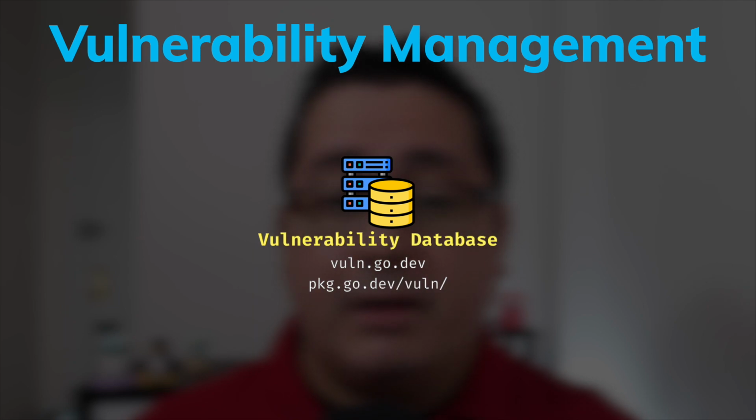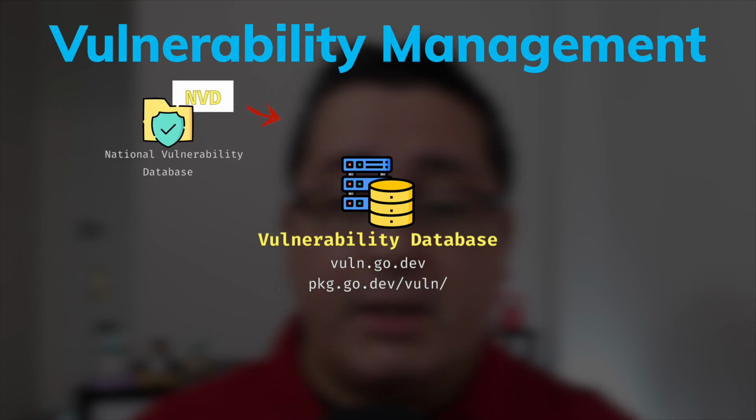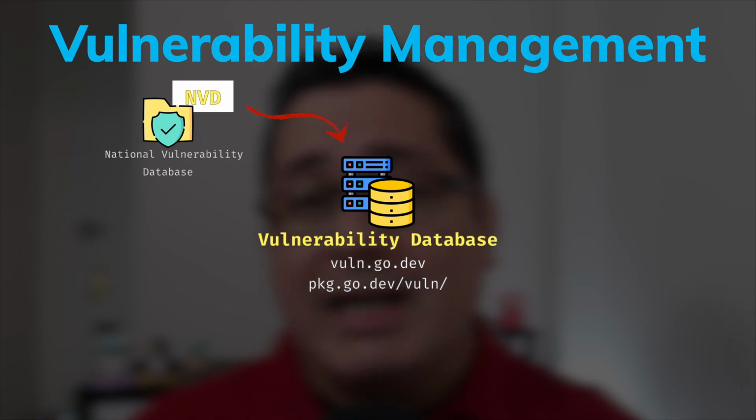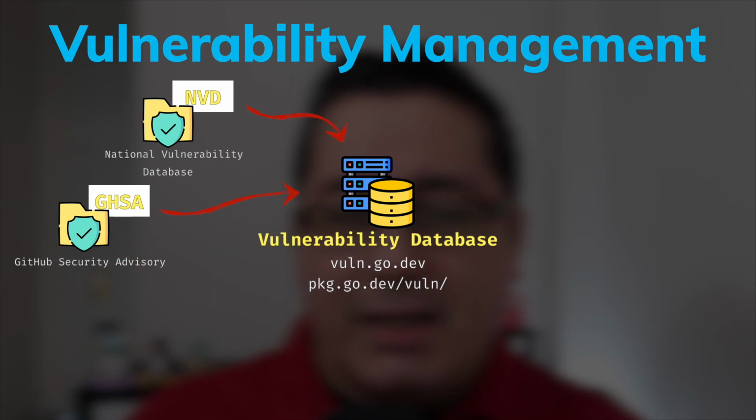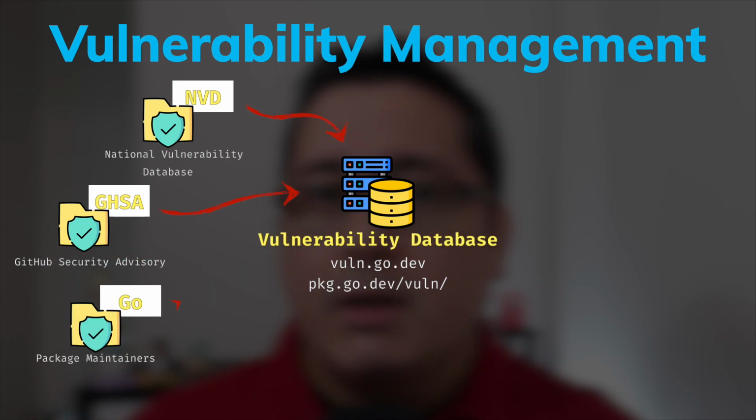It consists of a vulnerability database that is being fed by different data sources. Those include the National Vulnerability Database, GitHub Security Advisory, as well as the ones that we can submit as package maintainers, and those that are going to be added by the Go team. This database is going to be used to power a few different tools and services.